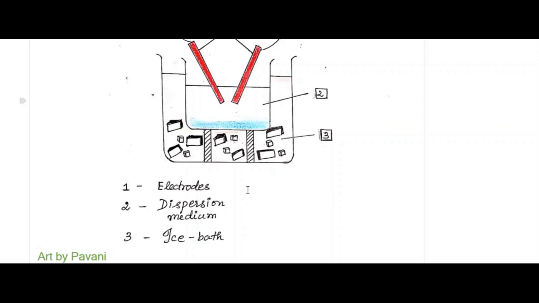So we have put some ice cubes also. Otherwise, it will generate heat, and if it generates heat, once again the colloidal particle forms will be broken. So to avoid that, we are maintaining this at a cold temperature. Otherwise, the intense heat produced vaporizes the metal itself. In this way, we can convert metals like gold, silver, platinum, etc. into their colloidal solution.